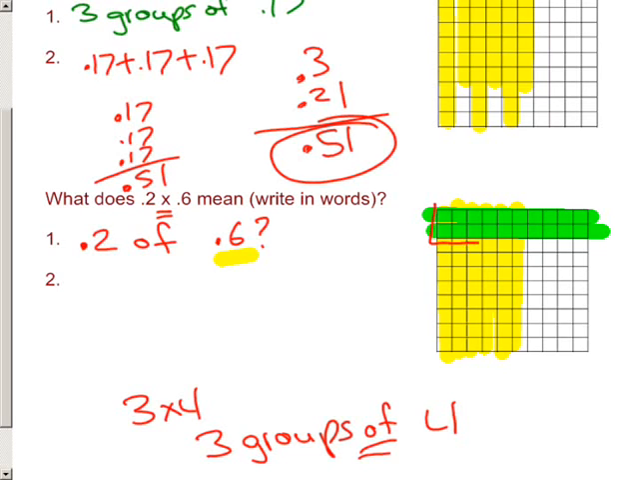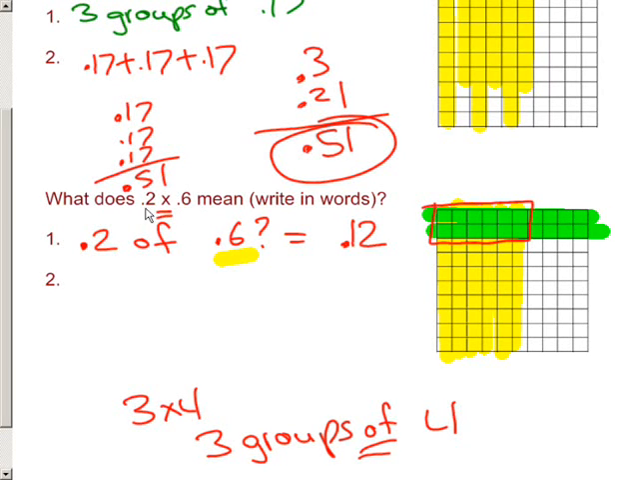Well, right here shows you how much I just ate. I couldn't eat this part because that part was already gone. So this is 2/10 of what was left, 6/10 of the pan. So if we figure that out, we see 1, 2, 3, 4, 5, 6, 7, 8, 9, 10, 11, 12 hundredths is how much I ate. So that is another way to look at a decimal times a decimal. You're saying how much is this part of this part.